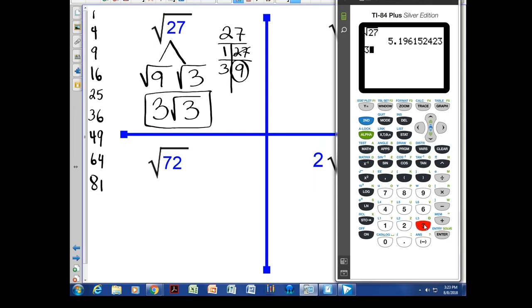And then I'm going to put 3 times the square root of 3 and see if it's the same number. And sure enough, it is. So I successfully simplified the square root of 27 to 3 radical 3.